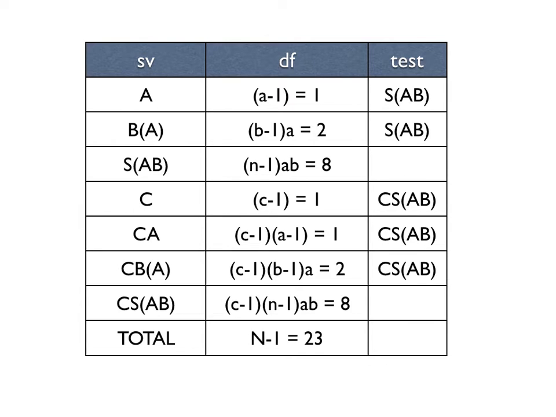What do you test with what? Well, that's that one column there, the test column. We're going to test A and B within A by the subjects within AB term, when we do the analysis of variance. Same thing here, C by A and C by B within A are all going to be tested with the mean square for C by S within AB.